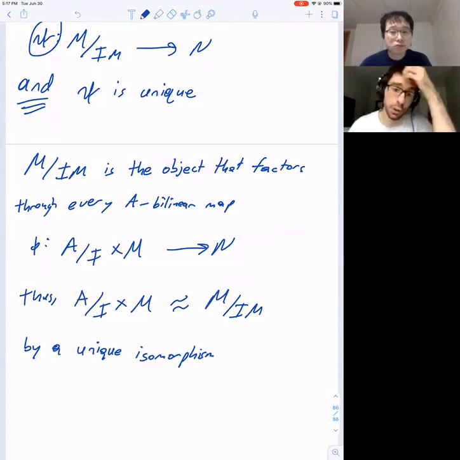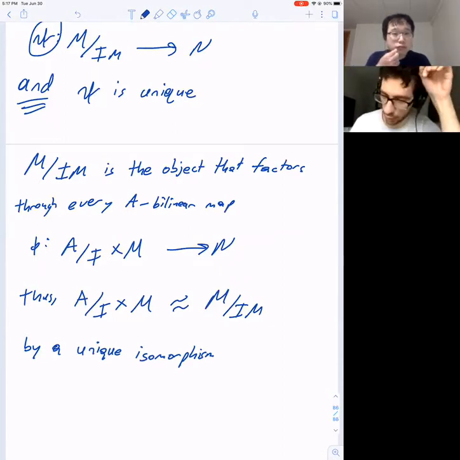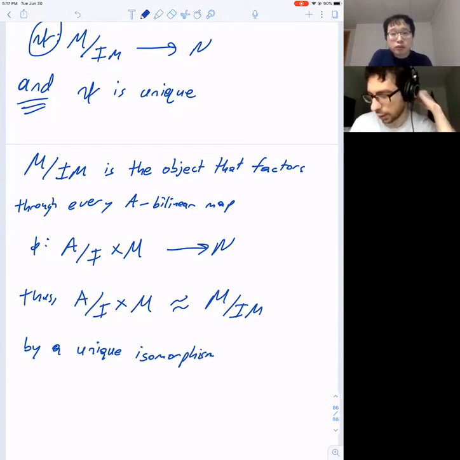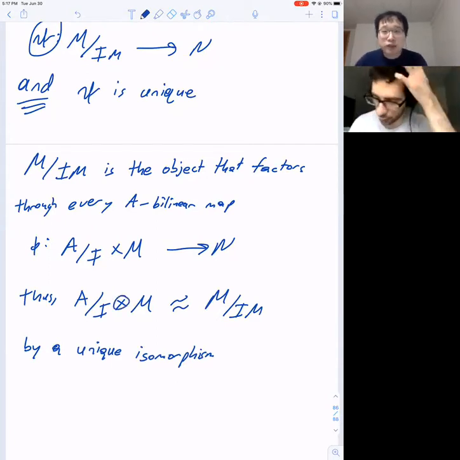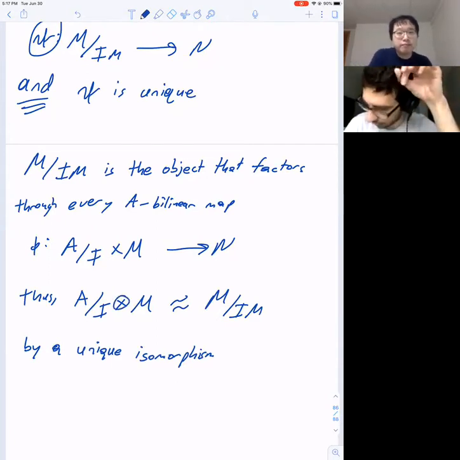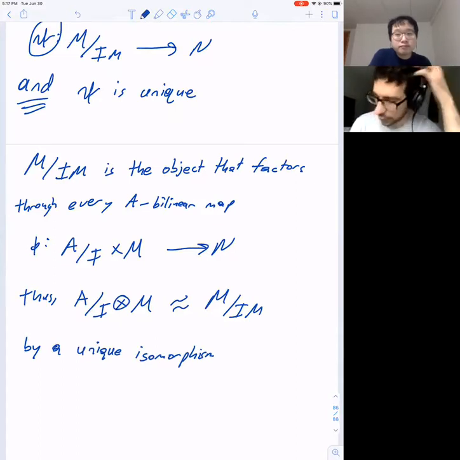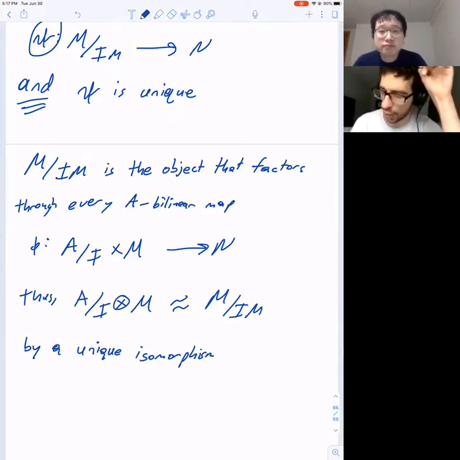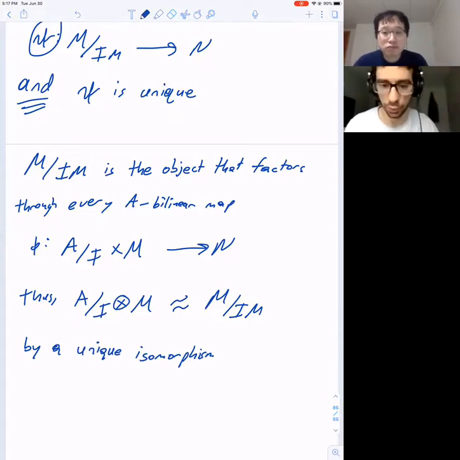Okay, so that was one way to proving that A mod IM. I'm sorry. You skipped the tensor part. Yes. So A mod I tensor M is in fact isomorphic to M mod IM. There are other ways, I'm sure, to prove it, but this is just one. Okay. So that's number 2.